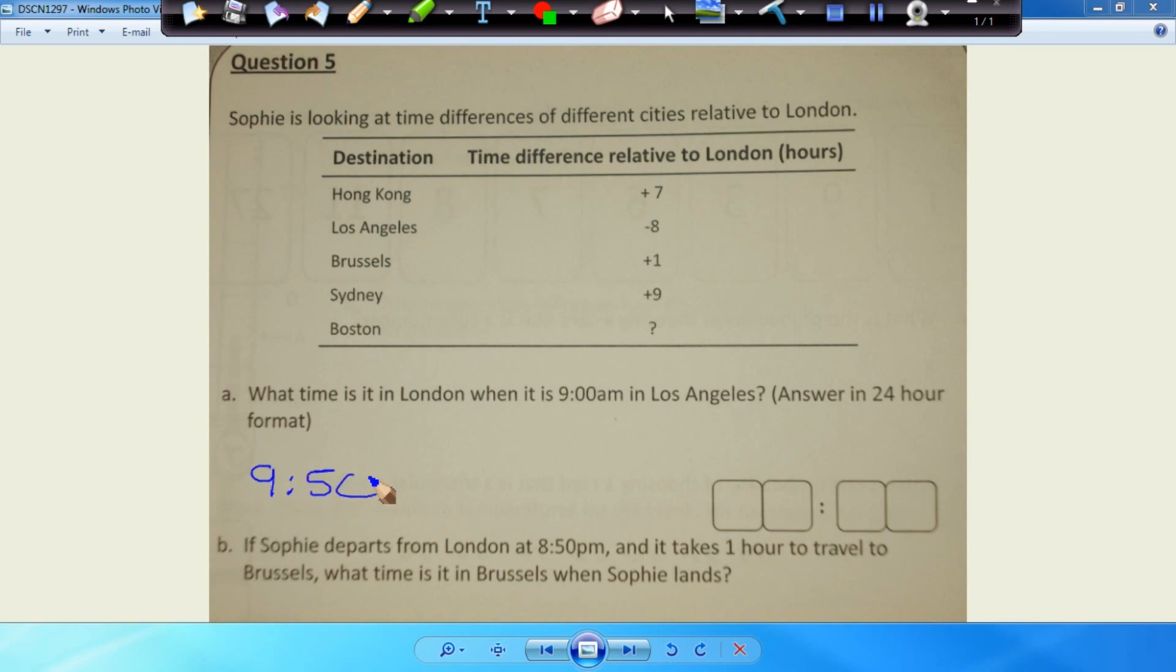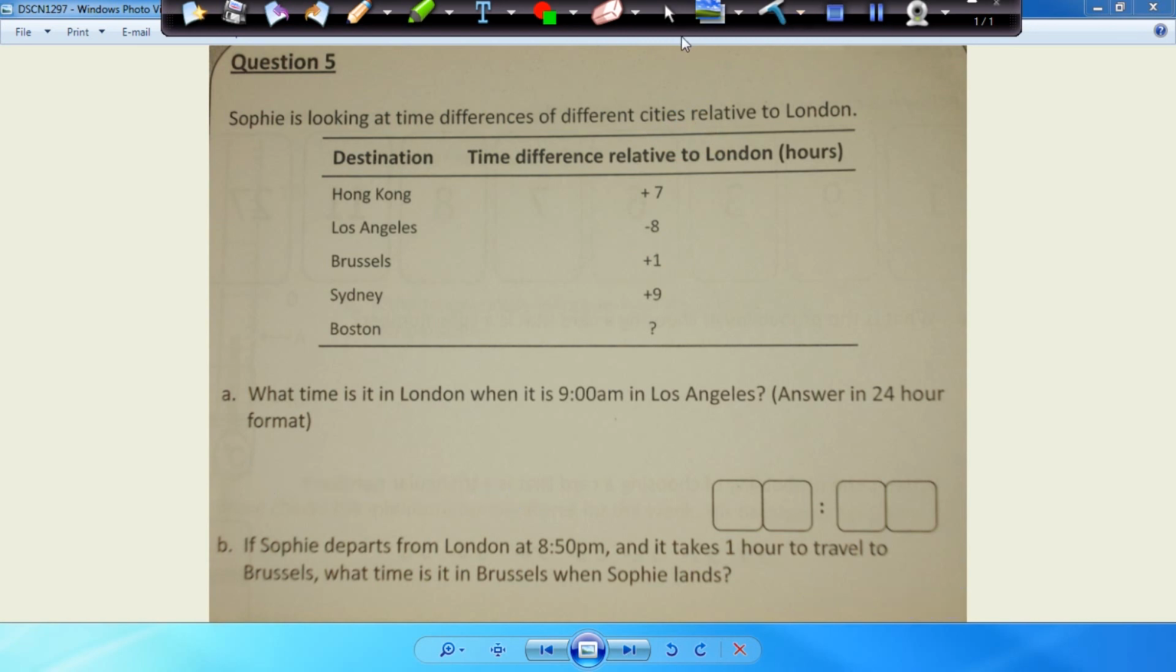London time would be 9:50. And Brussels is 1 hour ahead. So 9:50, add another 1 hour onto it, will give us an answer of 10:50. So part B will be 10:50 in terms of PM. They want the answer in PM. Okay, that's done. For B it is 10:50 PM. Are we happy with that? Okay, next question.